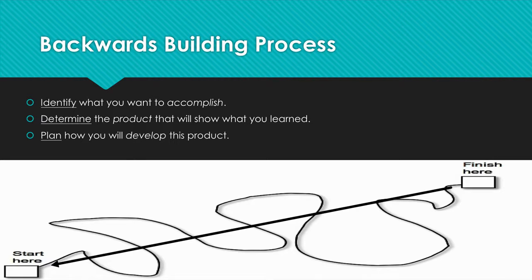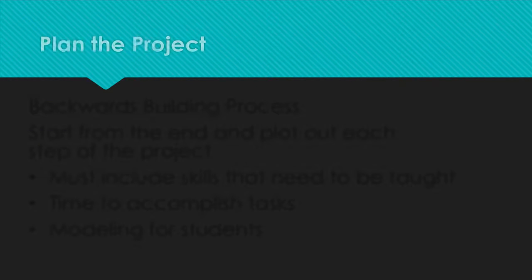So the way the backwards building process works is, first you identify what you want them to accomplish. That is a tie-in with the first step of what I just talked about with project-based learning when you're designing. The second step is to determine the product that will show what they learned. And then finally is planning how you would develop this product. So it's the first 3 steps that I just talked about that make up this backwards building process. So let me show you what this looks like, however.